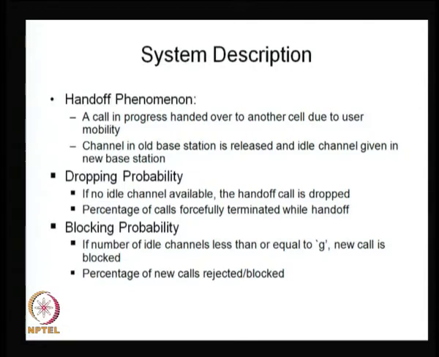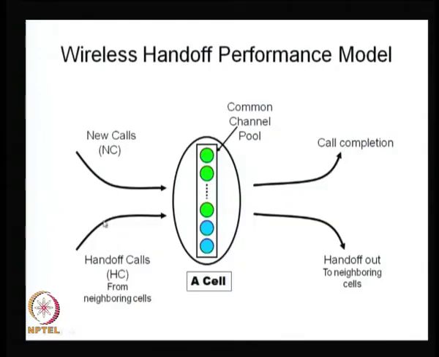We consider two types of calls. One is called the handoff call, the other is called the new call. A handoff call is a call in progress handed over to another cell due to user mobility. In that case, the channel in the old base station, that is in the previous cell, is released and an idle channel is given by the new base station. That is the way the handoff phenomenon operates. Therefore, I consider the calls as two types: the handoff call and the new call.